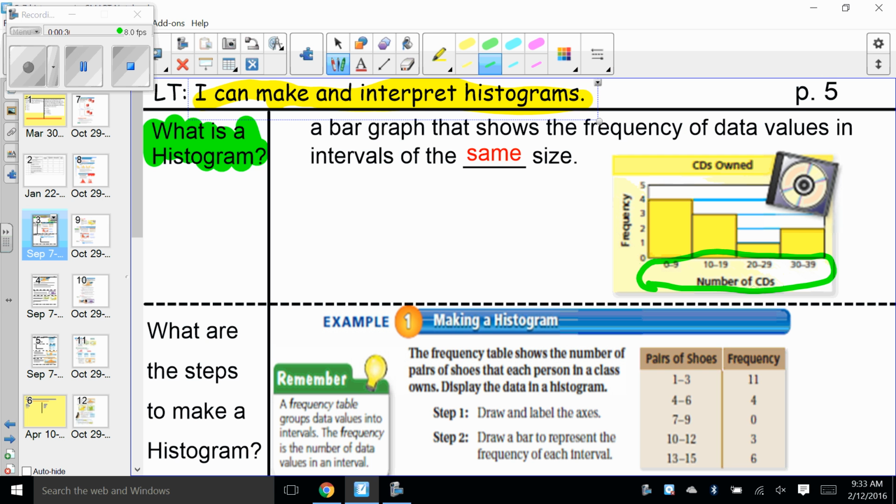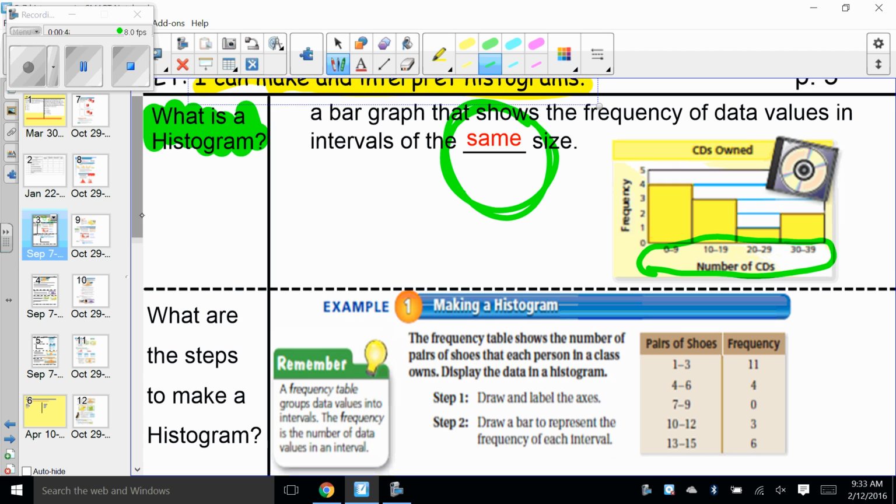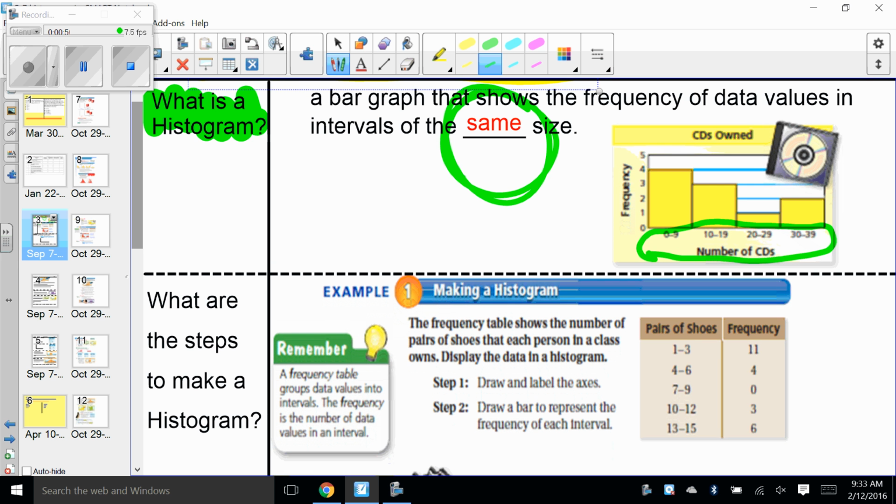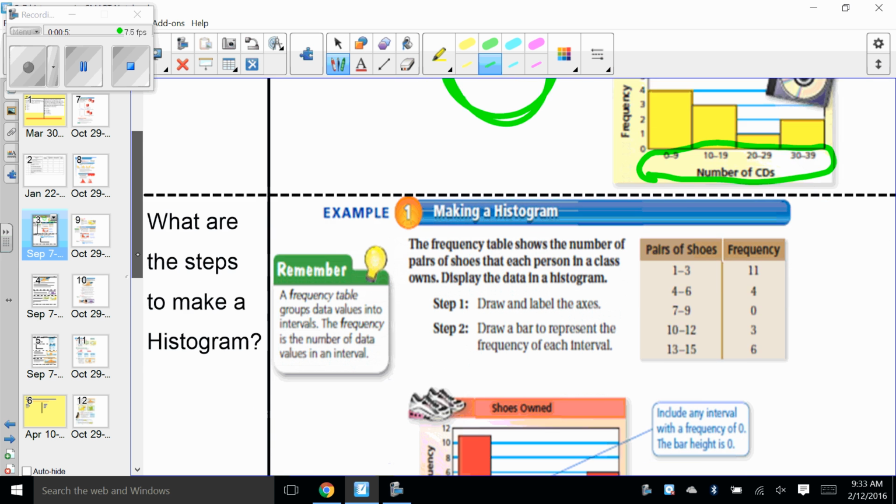So instead of just saying how many people chose red as their favorite color, there's a range of values, but they all have to be the same size. So this one has a range of 10 points in each: 0 to 9, 10 to 19, 20 to 29, and so on. That's the interval of 10 units.